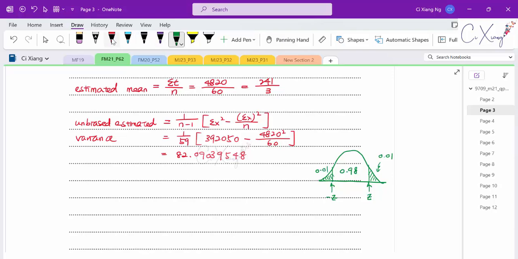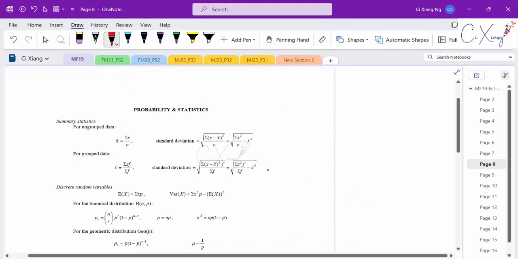To find the value of Z, I need to consider the area below, or on the left-hand side of Z. So I need to consider this whole area here. You have to take 0.98 plus 0.01. So you're having 0.09 if you add these two together. Oh, sorry, 0.99.